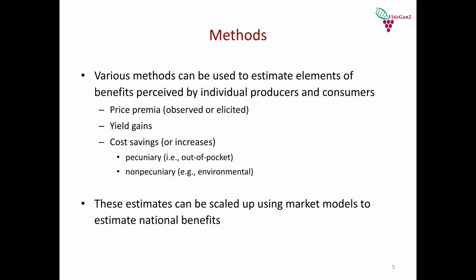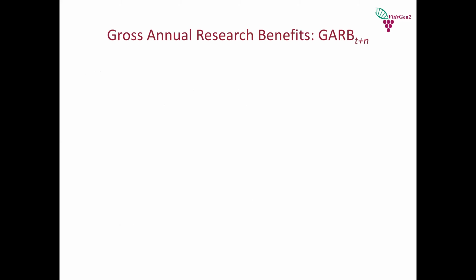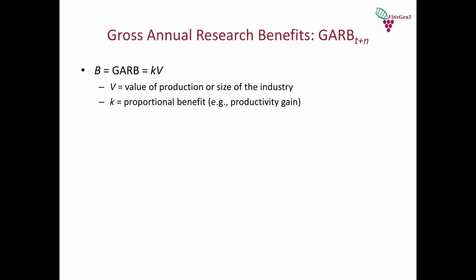And so if we can measure these things at the level of the individual acre, then we want to scale them up to represent the total gains to the industry or society as a whole, and we use market models to do that. We often talk about gross annual research benefits, and I've got it written there with the subscript T plus N. So if we're in year T, we're thinking about benefits in future periods, not just in the current period, perhaps 10, 20, 50 years in the future.